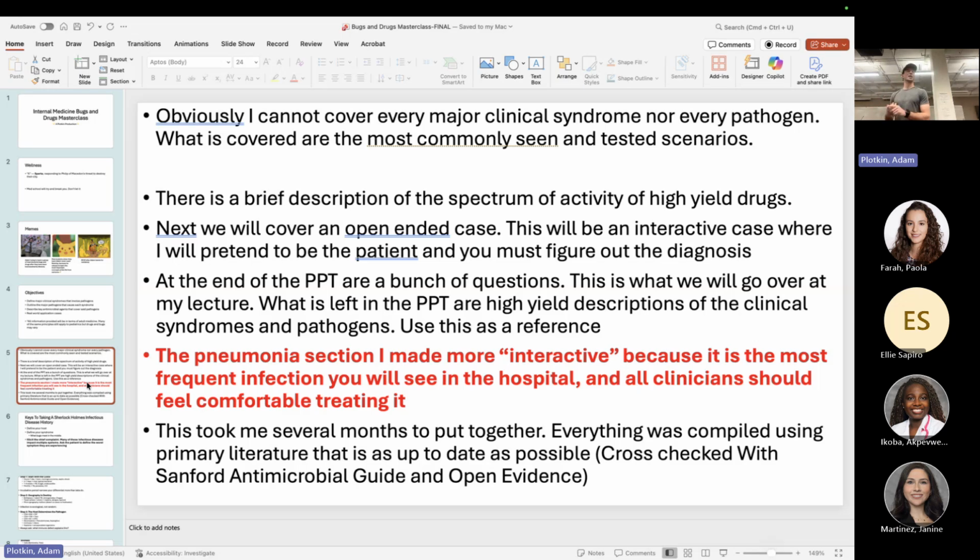Any chance they could have scratched you or bit you? Any ticks, fleas, mosquitoes, things like that. Okay. And I'll just give you an example on the ID rotation.